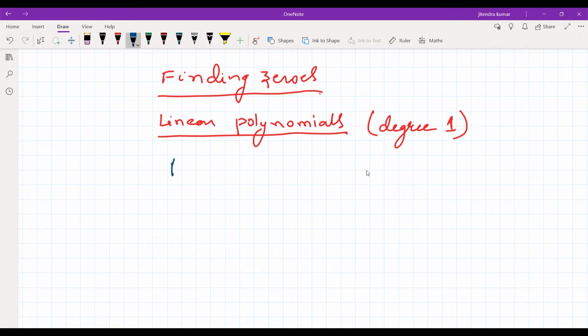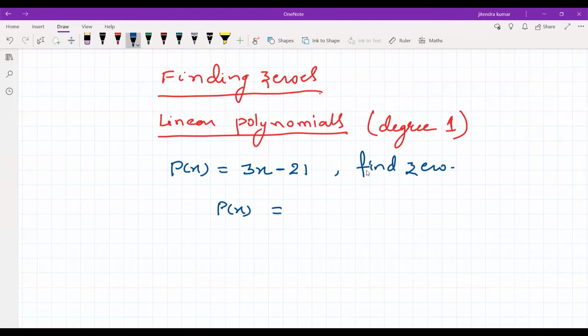Let's suppose any polynomial p(x) is 3x minus 21, and we have to find its zero. How can we find the zero of this polynomial? Whenever we have to find the zero of a polynomial, it means we have to find the value of x for which p(x) should be equal to 0. Now put the value of p(x), that is 3x minus 21, equal to 0 here.